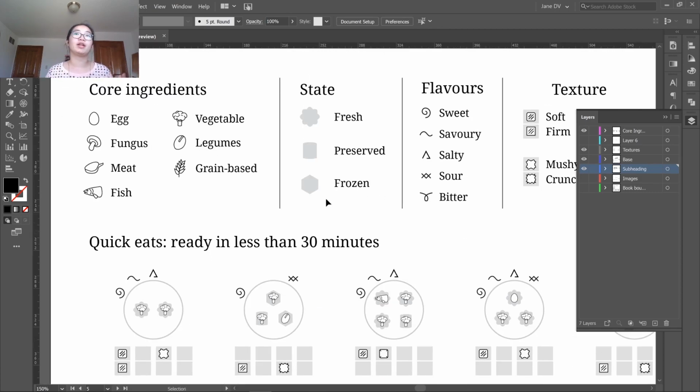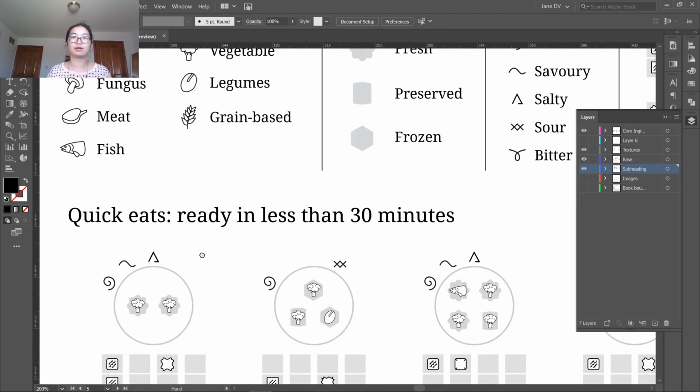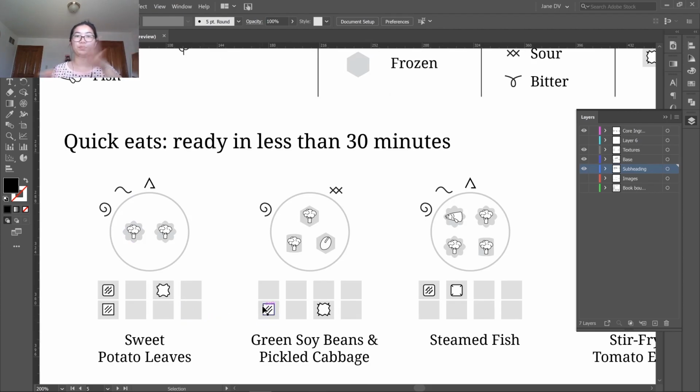If it's a core ingredient, it looks like it's hand drawn. So these are illustrations, right? And if it's a state of these ingredients, they're solid filled and they go behind these core ingredients. So for this one, I can probably tell you what it means. Sweet potato leaves, we have it as a stir fry, and it can be sweet, savory, or salty. It involves two vegetable ingredients, so sweet potato leaves and garlic.